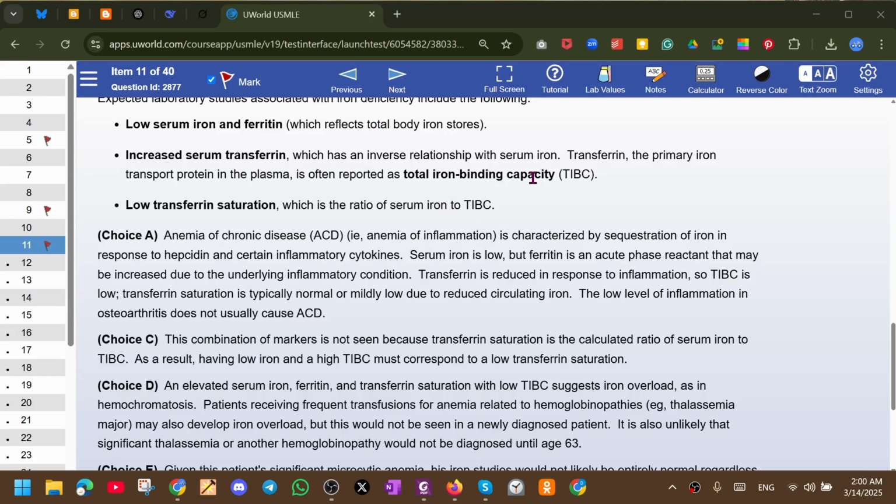Yes. Anemia of chronic disease. Anemia of inflammation is characterized by sequestration of iron in response to hepcidin and inflammatory cytokines. Serum iron is low, but ferritin, an acute phase reactant, may be increased due to the underlying inflammatory condition. Transferrin is reduced in response to inflammation, so TIBC is low. Transferrin saturation is typically normal or mildly low due to reduced circulating iron. The low level of inflammation in osteoarthritis does not usually cause anemia of chronic disease.